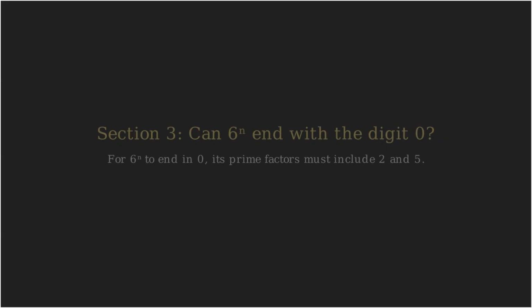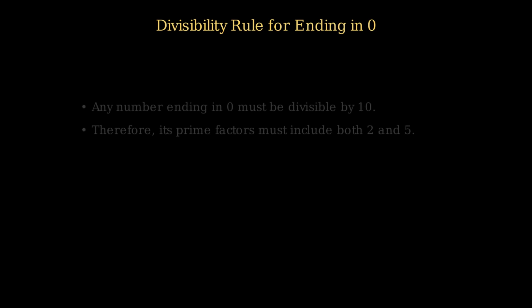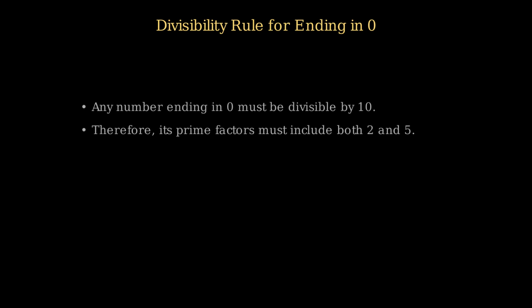Next, in Section 3, we will address a classic and frequently asked question. Can the number 6 to the power of n, for any natural number n, ever end with the digit 0? For any number to end with the digit 0, it must be divisible by 10. This means that its prime factorization must contain both the prime numbers 2 and 5.